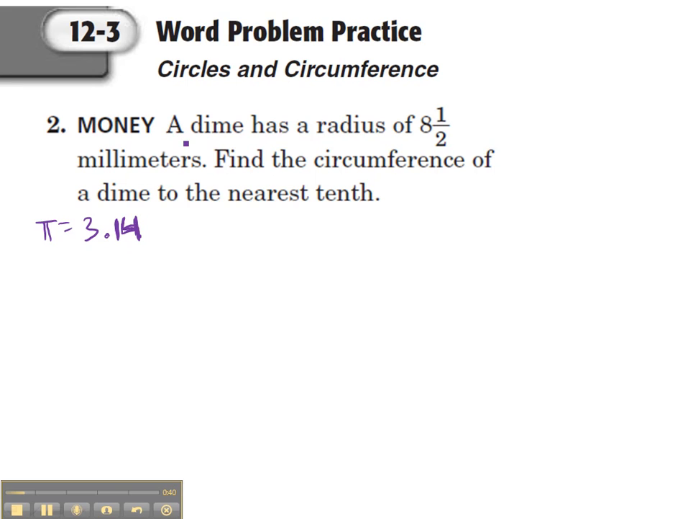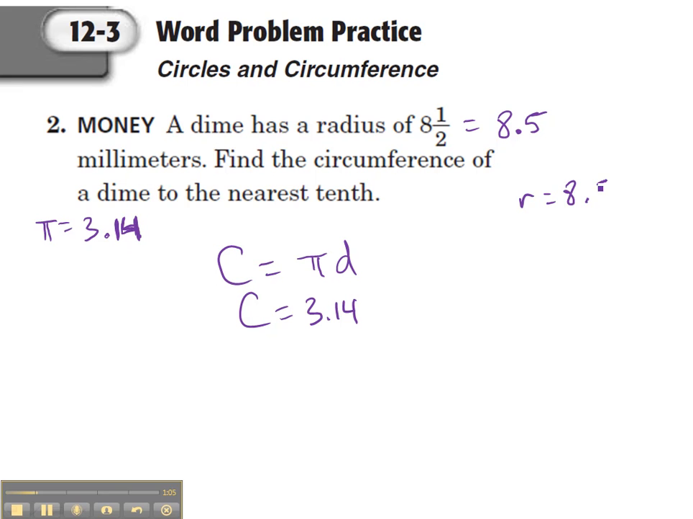So number 2 says a dime has a radius of 8.5 millimeters. Find the circumference of a dime to the nearest tenth. So first I want to express 8.5 as 8.5. Okay, circumference, the formula is circumference equals pi times the diameter. Circumference equals 3.14, and in this case they give us the radius.